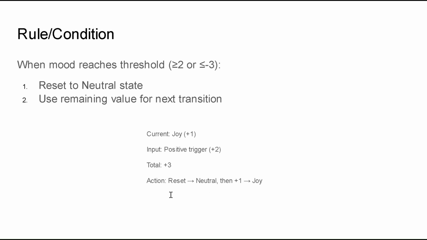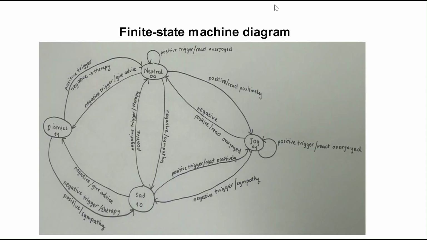And there is no output when the human mood is equal to 0. In this state, the machine will be in the idle state and wait for the next response. Here is the finite state machine diagram of my project. So I will take an example for you to easily visualize how my project works.